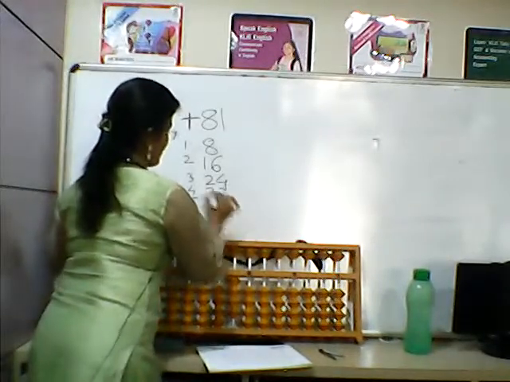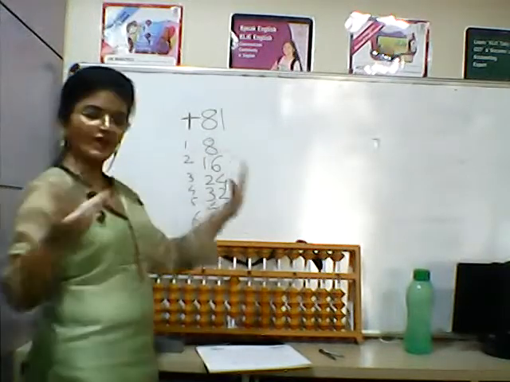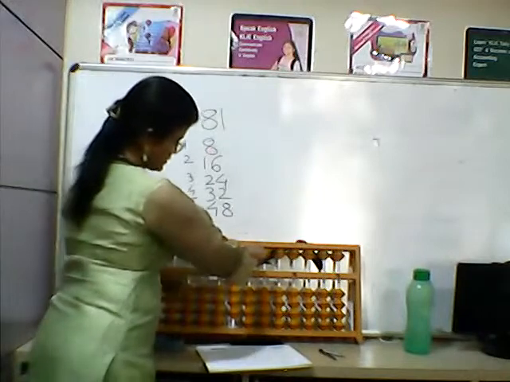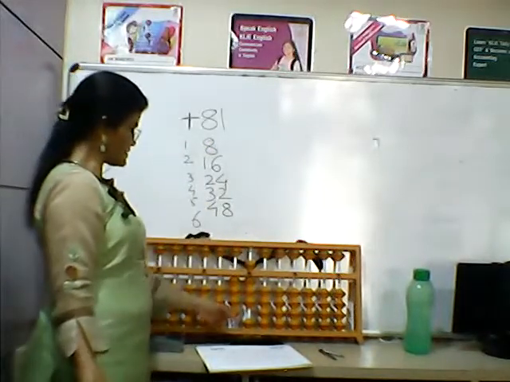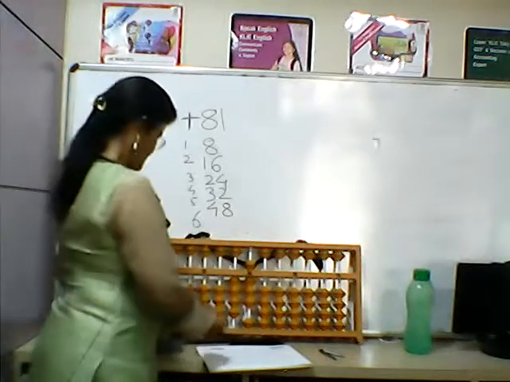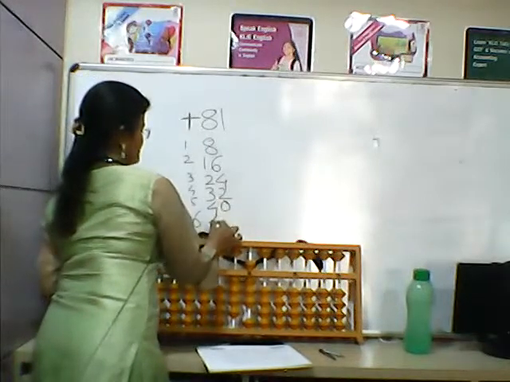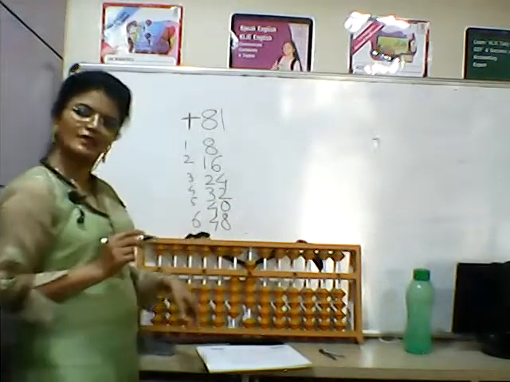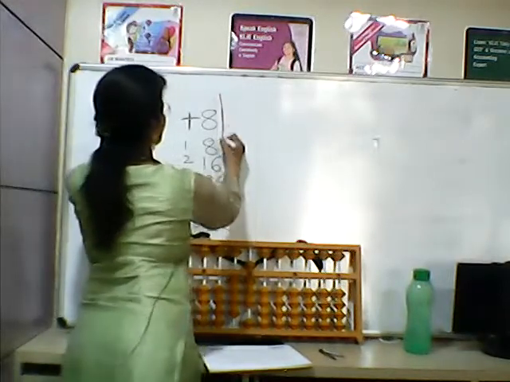Answer is 40. Again 8. 5 and 3. Close action. That is 48. Sorry, this one was 40, and this is 48. Okay.